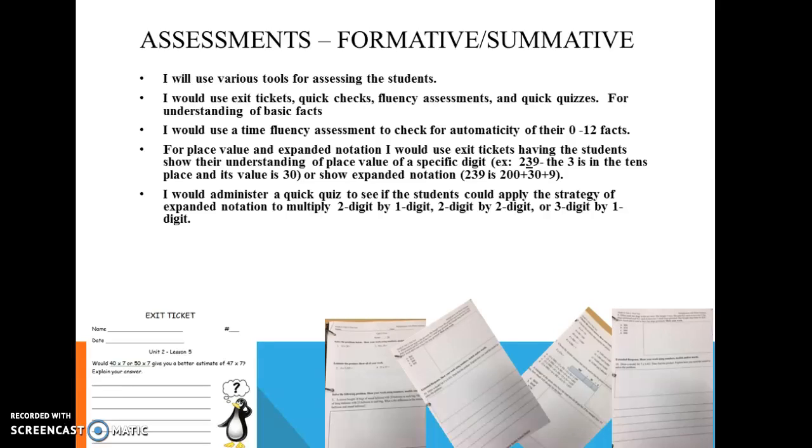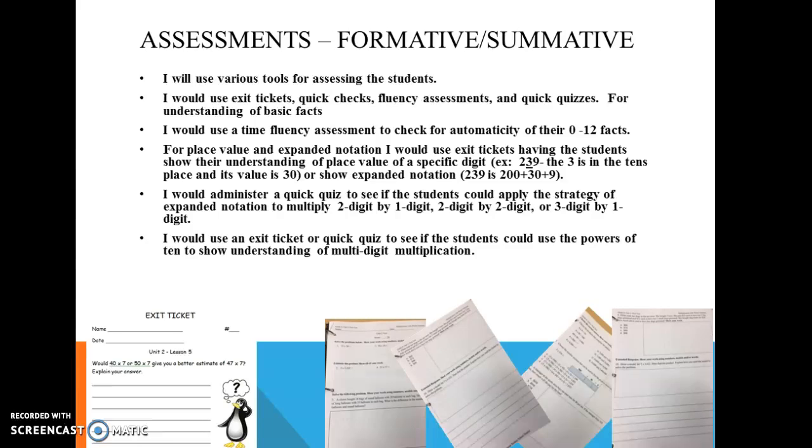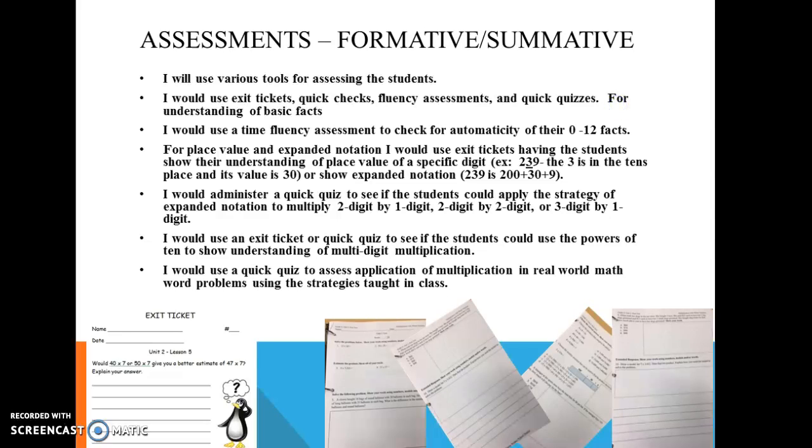I would administer quick quizzes to see if the students could apply the strategies of expanded notation to multiply 2-digit by 1 digit, 2-digit by 2 digit, or 3-digit by 1 digit. I would also use exit tickets and quick quizzes to see if the students could use the powers of 10 to show understanding of multi-digit multiplication. I would use quick quizzes to assess application of multiplication in real-world math word problems using strategies taught in class.